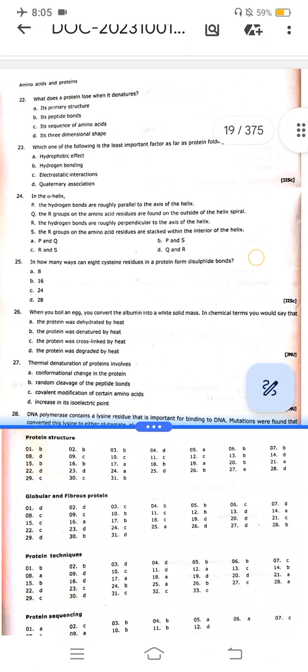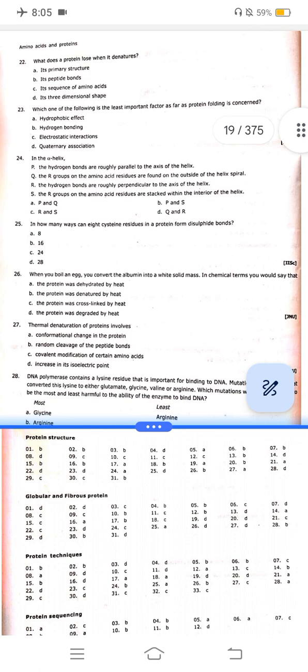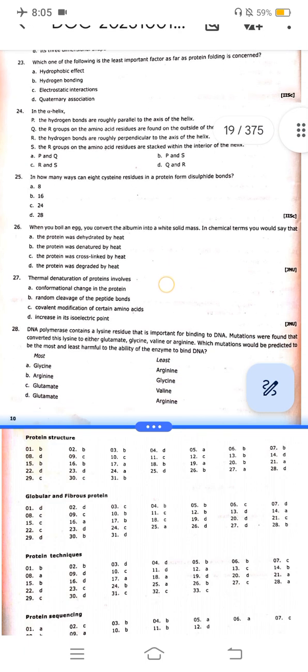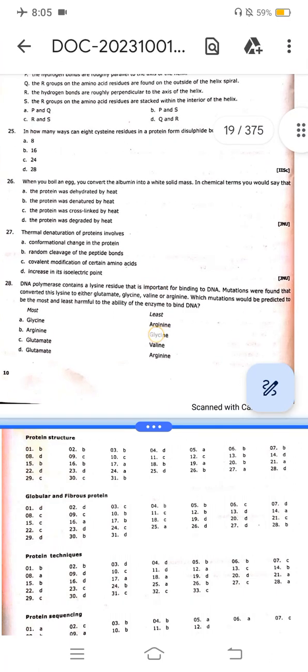Then, in how many ways can 8 cysteine residues in a protein form disulfide bonds? 25D, 28. When you boil an egg, you convert the albumin into a white solid mass. In chemical terms, you would say that 26B, the protein was denatured by heat. Yeah, that's right.